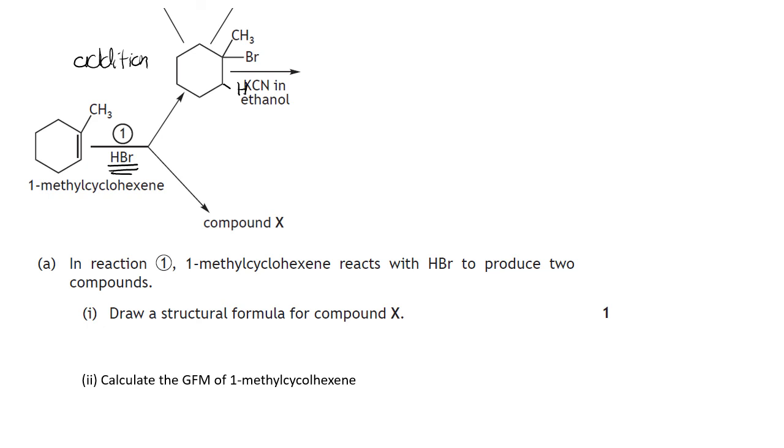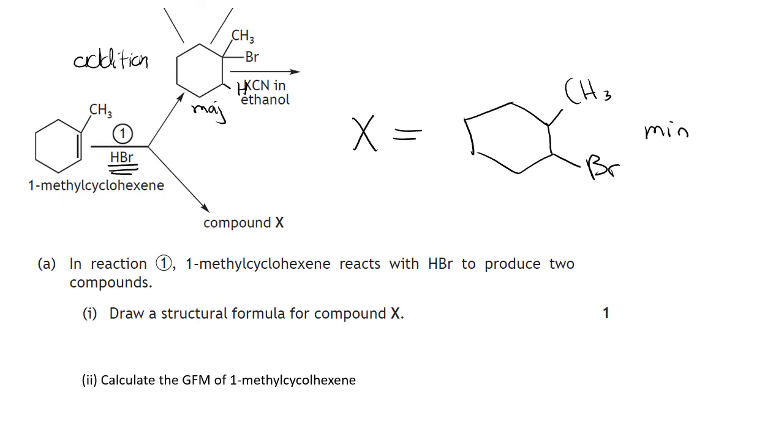So X is going to be, making sure we still have our CH3 there, with our bromine on there. That's what X is. And that's going to have something to do with Markovnikov's rule. You can see in this one the bromine's added onto the carbon with the CH3, and the hydrogen's added onto the carbon that already had a hydrogen on it. So that one is probably our major one, and this one's our minor one, because we've had the hydrogen added on to the other.